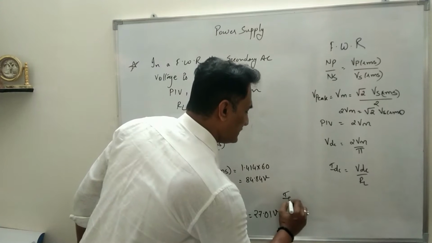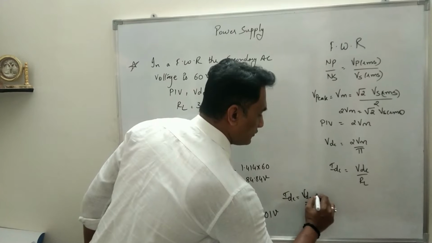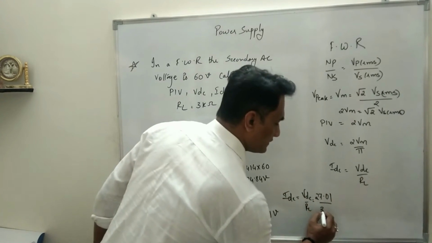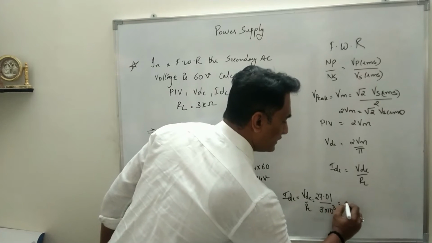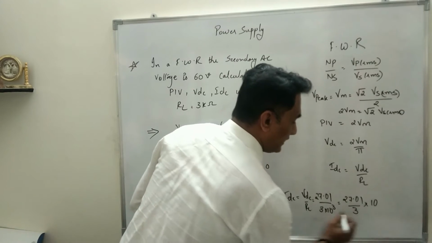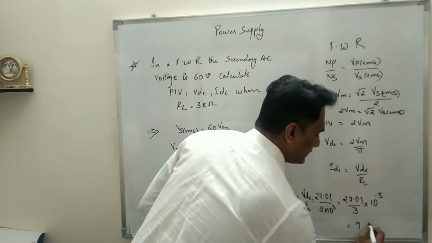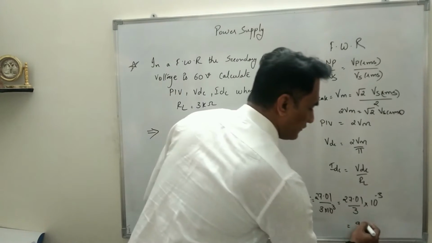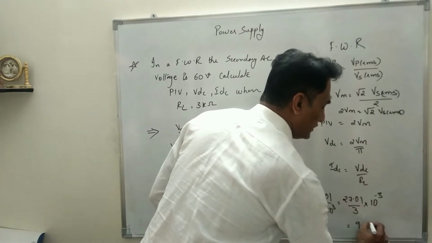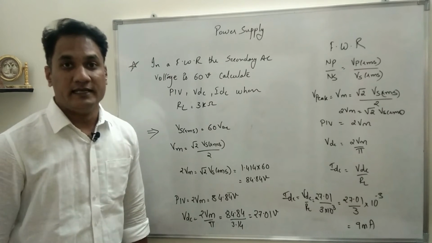And what is IDC? IDC is VDC upon RL. VDC is 27.01 upon 3 kilo ohms, that means 3 into 10 to the power 3. So this will be 27.01 divided by 3 multiplied by 10 to the power minus 3. So this will be approximately 9.001, we will consider it as 9. 10 to the power minus 3 is milli, and the unit of current is ampere. So the answer will be 9 milliampere.